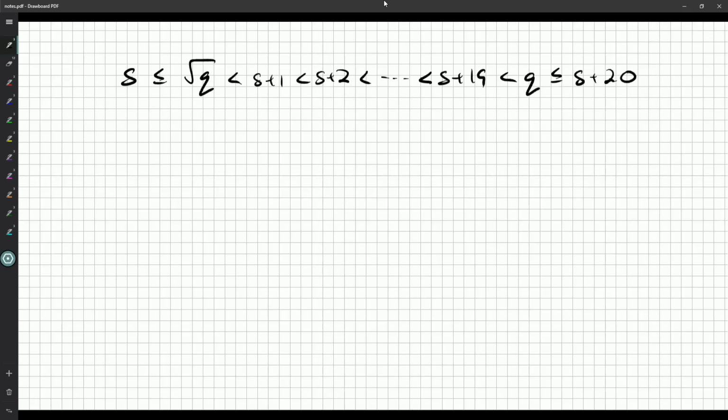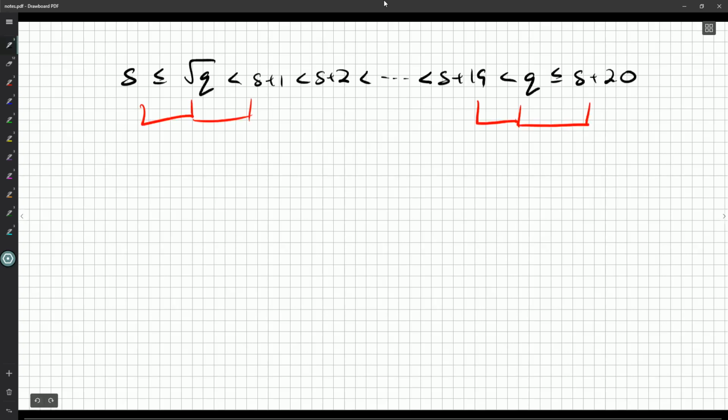But does that tell me anything? Maybe we can get some sort of relationship between s and q? 19 is an odd number to be seeing, certainly. But what can we say? Well, in order to fit 19 things in there, the gap between q and root q has to be big, but not too big. So maybe we should focus on these really close inequalities and play them off each other in some way.